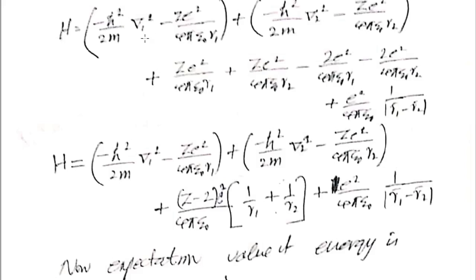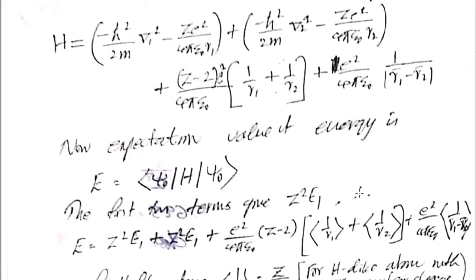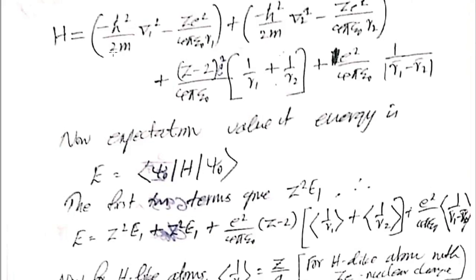So H is equal to minus h cross square by 2m into del 1 square minus Ze² by 4 pi epsilon 0 r1, plus this term, plus here (Z minus 2) into e² by 4 pi epsilon 0 r1, and here (Z minus 2) into e² by 4 pi epsilon 0 r2. So we can take (Z minus 2) e² by 4 pi epsilon 0 outside. The remaining will be 1 by r1 plus 1 by r2, plus the electron repulsion. Now, this is the Hamiltonian of the helium atom.